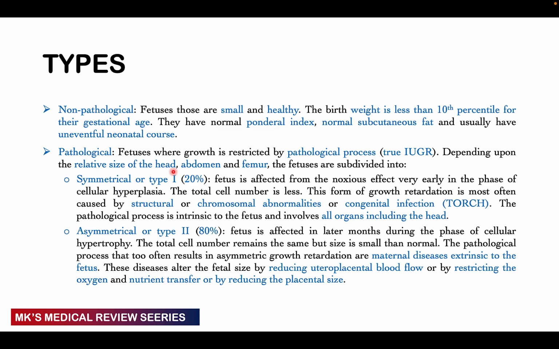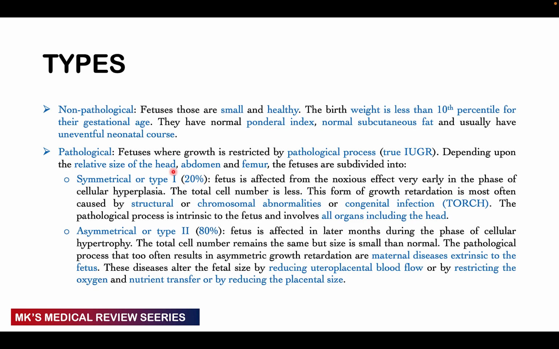Then on the other end of the spectrum, we have the asymmetrical or type 2, which accounts for 80% of the cases. Here, something goes wrong with the fetus in the later months of pregnancy, during the stage of cellular hypertrophy. So the total number of cells will remain the same. It's just that the cells will now be smaller than usual.